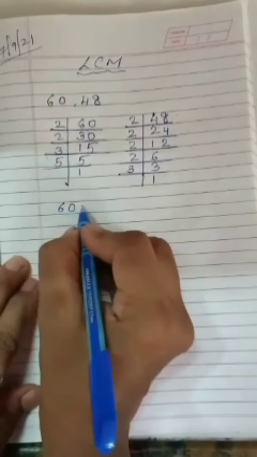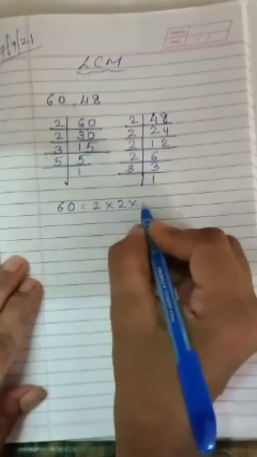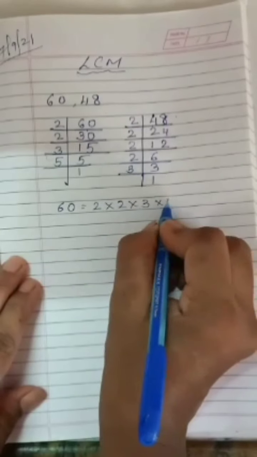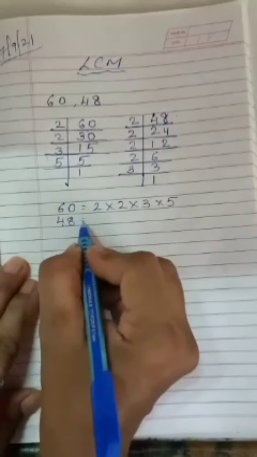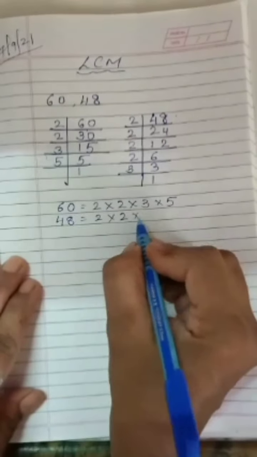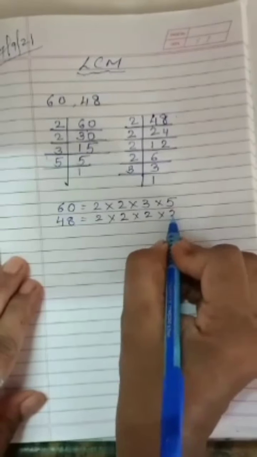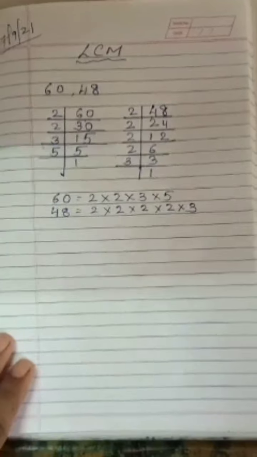Now let us write the factors of 60 first. 2 into 2 into 3 into 5. Okay, and write the factors of 48. 2 into 2 into 2 into 2 into 3. These are the factors of 48.